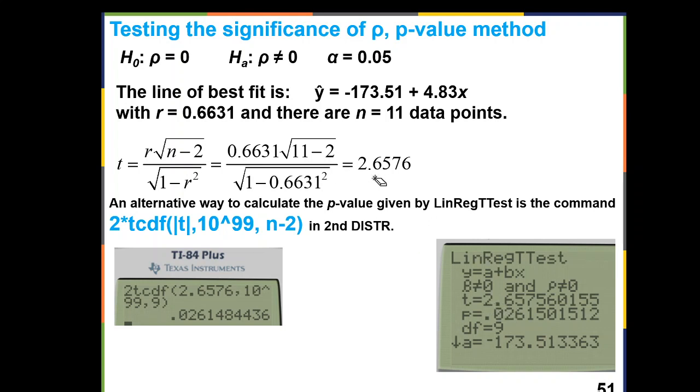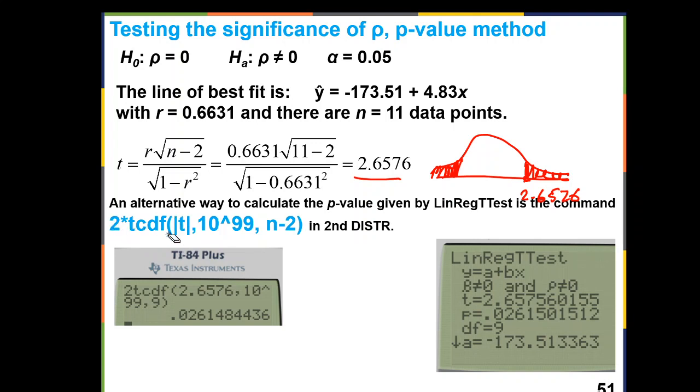Now, what if you want to do it and you want to find the p-value? Well, to find the p-value, you have to take that number, 2.6576, and put it over here. Find the area to the right of it and multiply it by 2 because this is a two-tailed test. So this is 2.6, this is negative 2.6. And how do you find the p-value? Well, TCDF multiplied by 2. So 2 times TCDF.